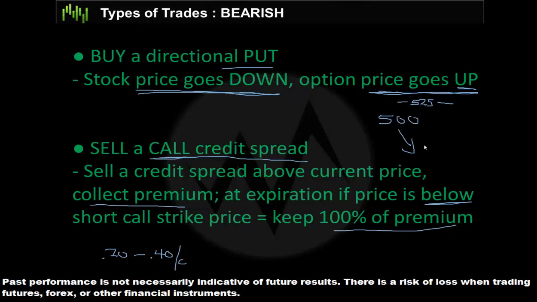And if it goes to 500, it goes to 499, and it parks there for 3 days, these go to expiration, and I keep 100% of this. Does anybody have any questions? I mean, the directional puts and calls are very easy.